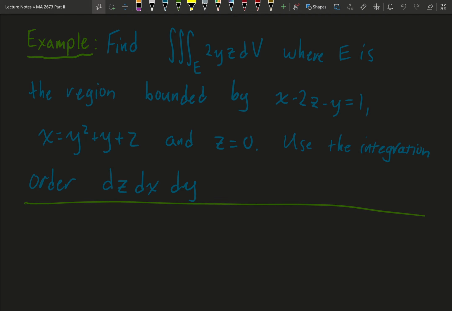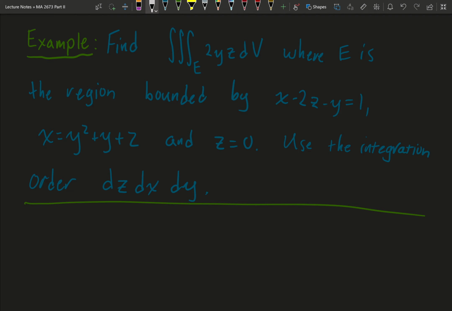So really the goal here is we're going to look at an example of a triple integral that we have to set up, at least in this integration order which I'm going to use, as a sum of two different iterated integrals.